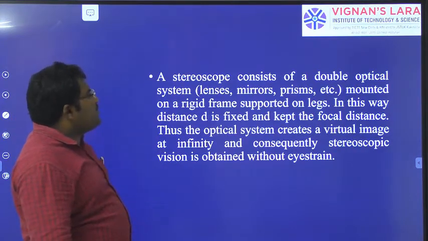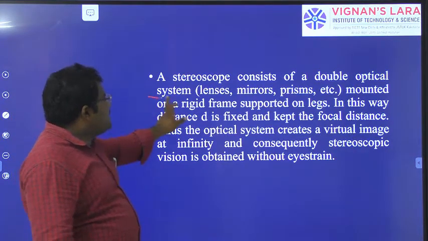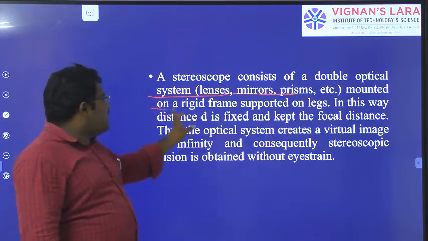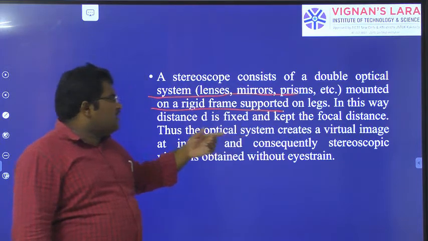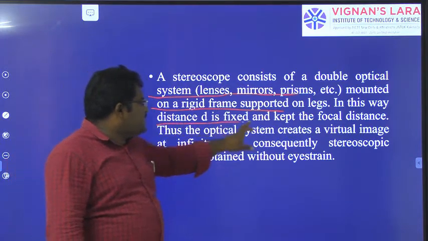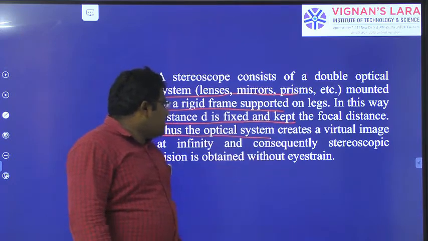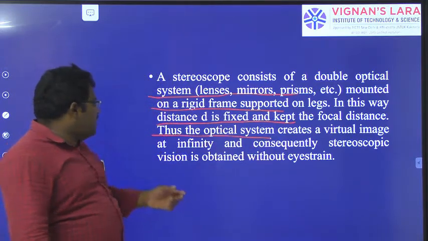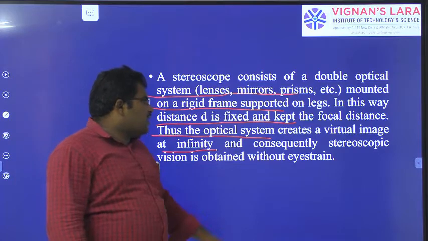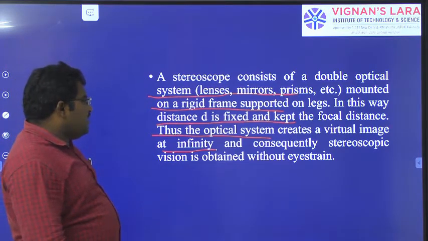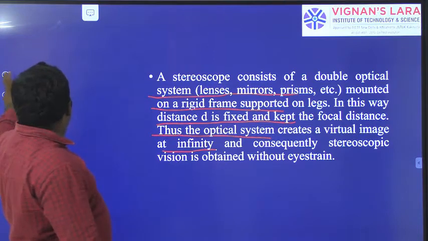A stereoscope consists of a double optical system, right? Lenses, mirrors, and prism, mounted on a rigid frame supported on legs. This way, the distance D is fixed and kept at the focal distance so that the optical systems create a virtual image at infinity, and consequently stereoscopic vision is obtained without eye strain. So without any strain we are going to get the view.